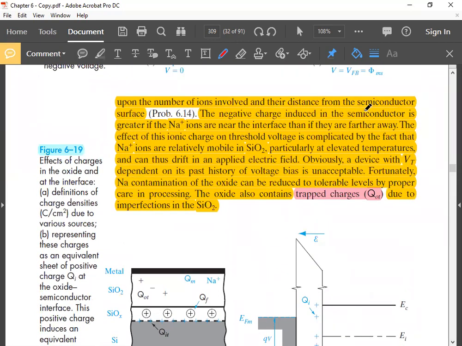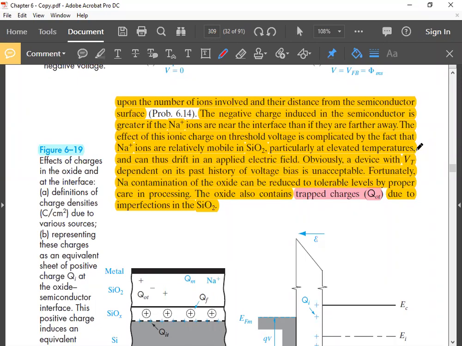The negative charge induced in the semiconductor is greater if sodium ions are nearer to the interface than if they are further away, which I have already told you. The effect of this ionic charge on the threshold voltage is complicated by the fact that sodium ions are relatively mobile in silicon dioxide. So as I told you, they can move a little bit, particularly at elevated temperature.